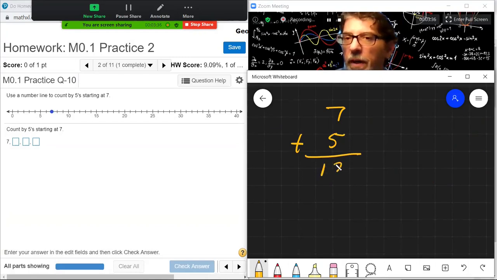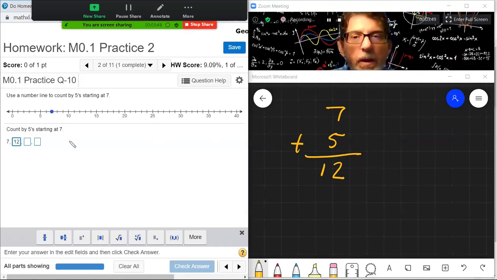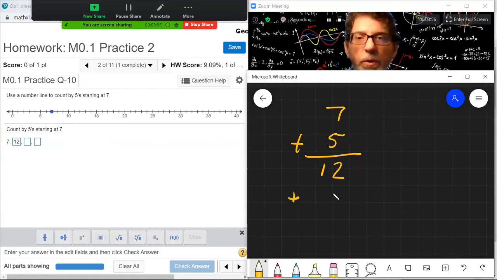Well, 7 and 5 is 12. You can use your fingers to count if you need to. So that's one jump. So that's 12. Let's put that in there. Okay. Well, how do we move forward from here? Well, how about we add another 5 to the 12? It's the same number of steps each time, 5.